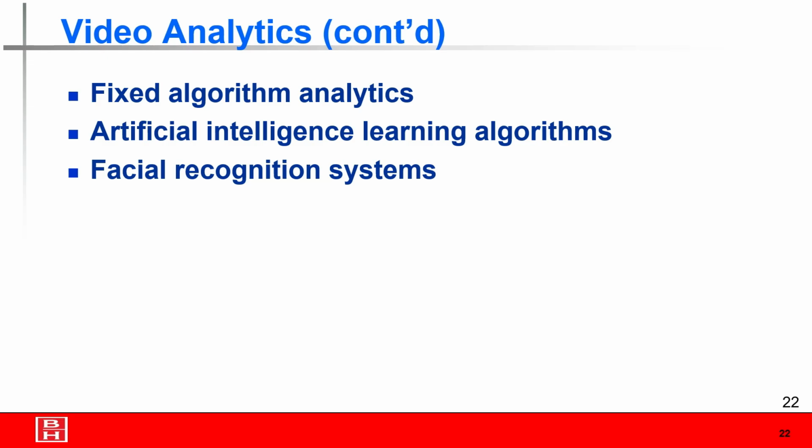Video analytics, fixed algorithms is a technology. Video analytics is the process of digital video signals using a special algorithm to perform security-related functions: fixed algorithm, artificial intelligence, facial recognition. These are the things that we're going to take a look at.